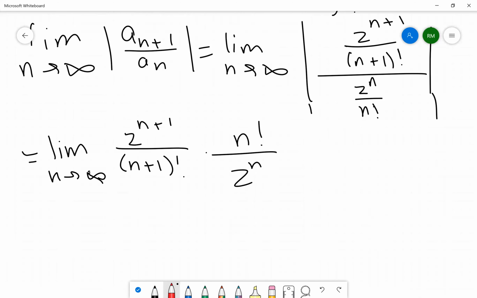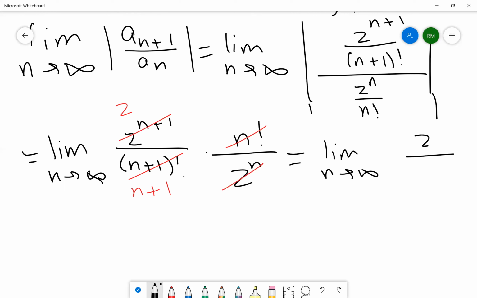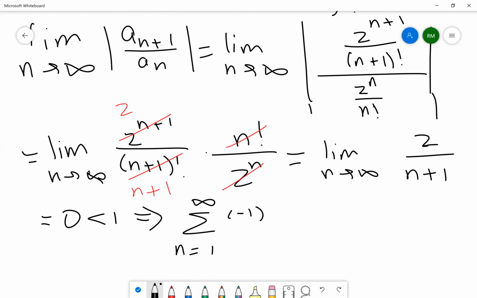So what we see is we get some cancellation. And what we're left with is a 2 in the numerator and an n plus 1 in the denominator. And this is equal to 0, which in particular is less than 1. And so this tells us that our initial series converges absolutely by the ratio test.